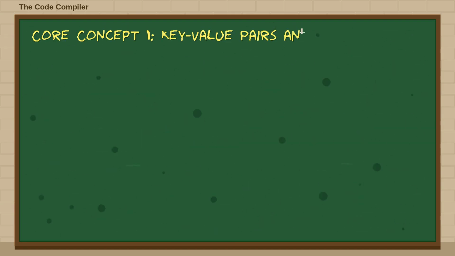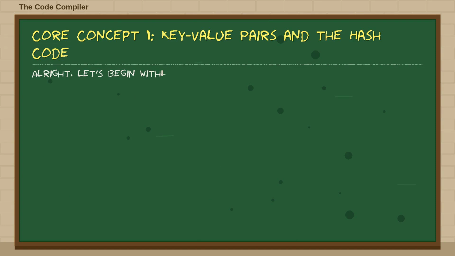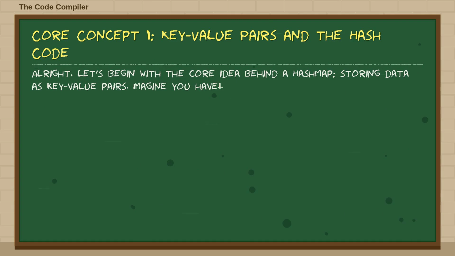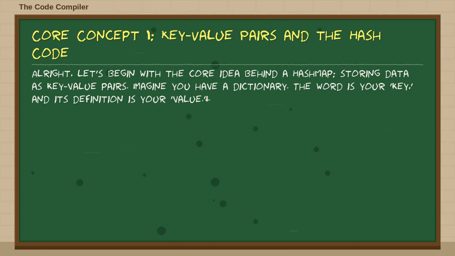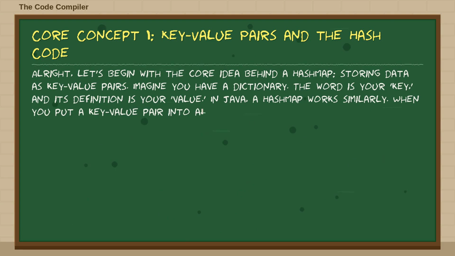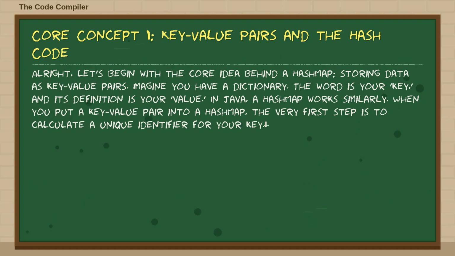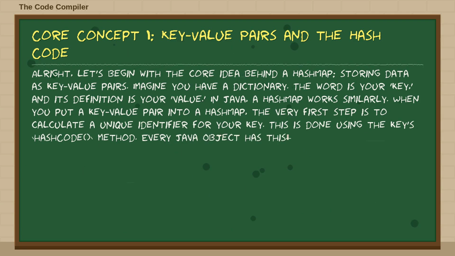Alright, let's begin with the core idea behind a hash map, storing data as key-value pairs. Imagine you have a dictionary. The word is your key, and its definition is your value. In Java, a hash map works similarly. When you put a key-value pair into a hash map, the very first step is to calculate a unique identifier for your key. This is done using the key's hashCode method. Every Java object has this method, and it returns an integer.